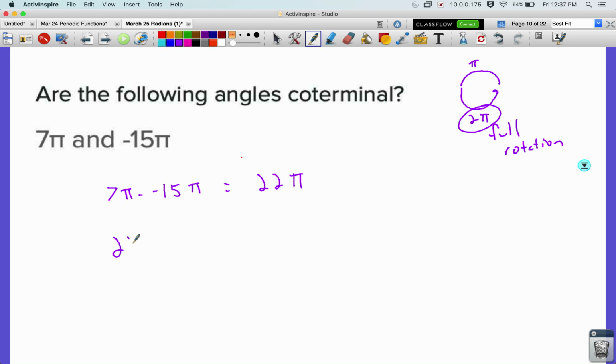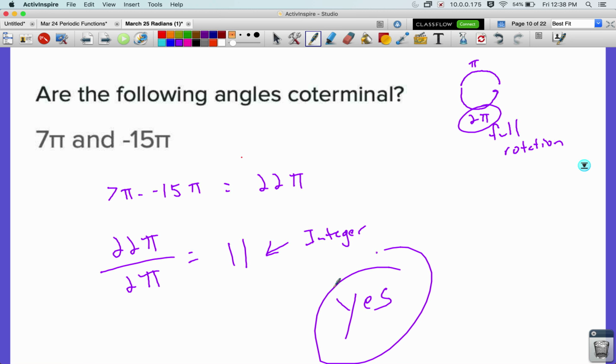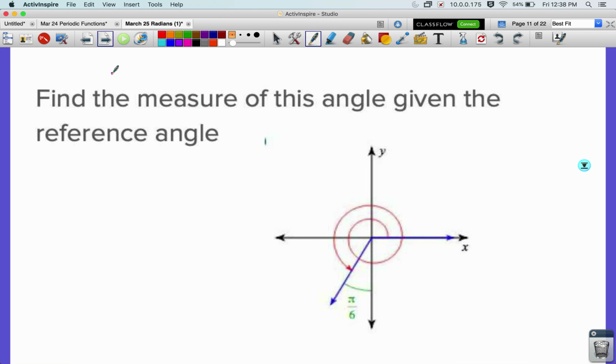So I'll take the 22 pi divided by 2 pi. The pi's cancel out, and I'm left with 11. This is an integer. So these are coterminal, and they're separated by 11 rotations. So let's say yes to this one as well. All right.